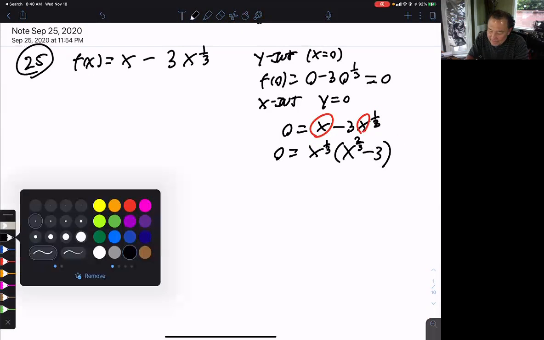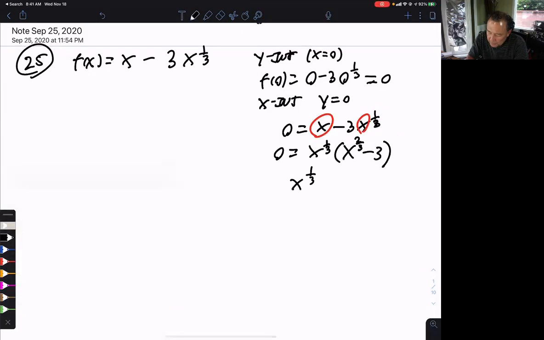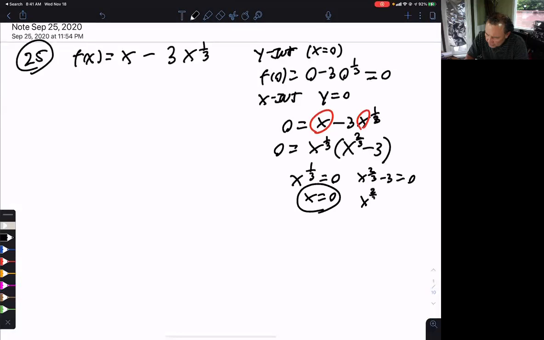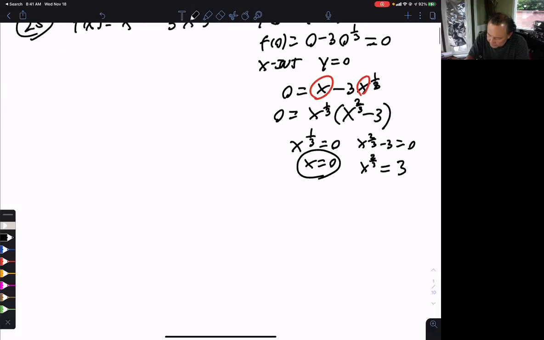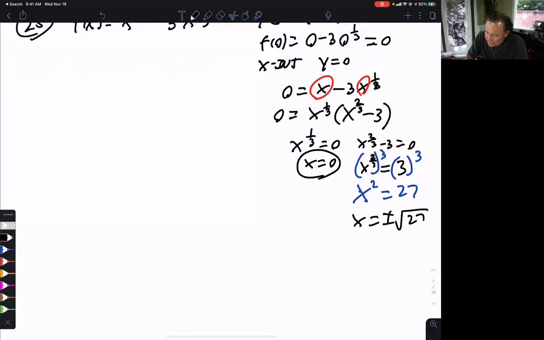Okay. Now we set each one of those equal to 0. Well, this one's easy, 0. The second one, I add 3 to both sides. Now, to get rid of the 1/3 power, I cube both sides. I could do this in one step, but I'm not going to. So we end up with x squared equals 27. We square root both sides. Don't forget the plus or minus radical 27.